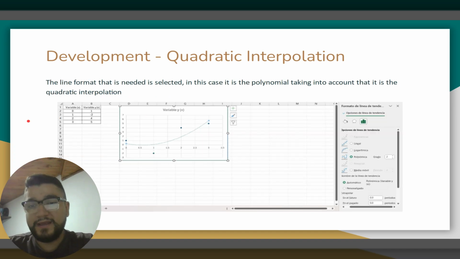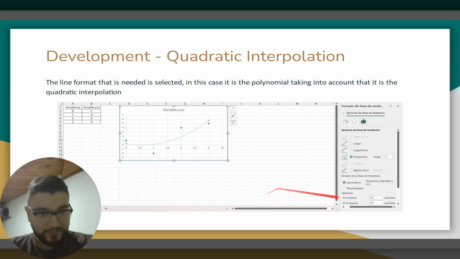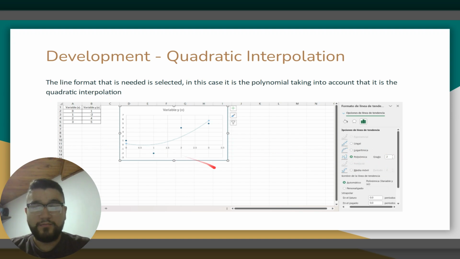The line format that is needed is selected. In this case, it is the polynomial, taking into account that it is the quadratic interpolation. Here, quadratic interpolation polynomial.